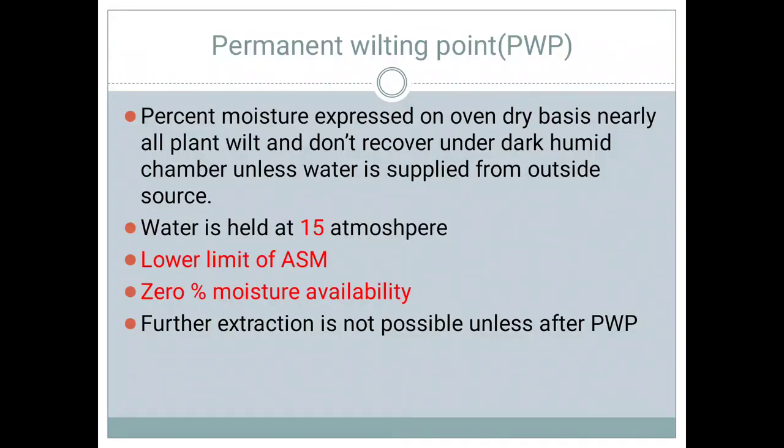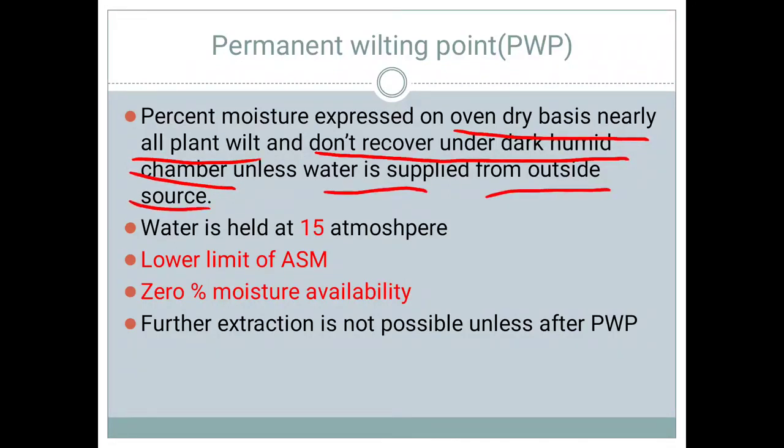Okay, so what is the definition? Percent moisture expressed on oven dry basis. That is our statement. We are using the same statement for all the soil moisture constants. Percent moisture expressed on oven dry basis when nearly all plants wilt and do not recover in a dark humid chamber unless water is supplied from an outside source. So we are creating a dark humid chamber, and the plant does not survive in the dark humid chamber unless you supply water from an outside source.